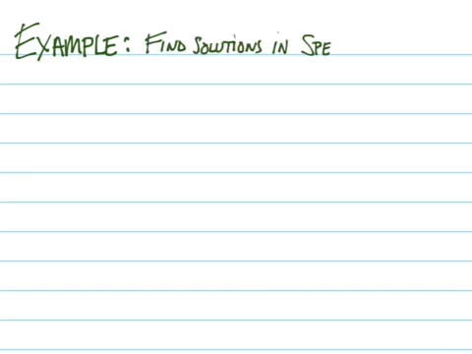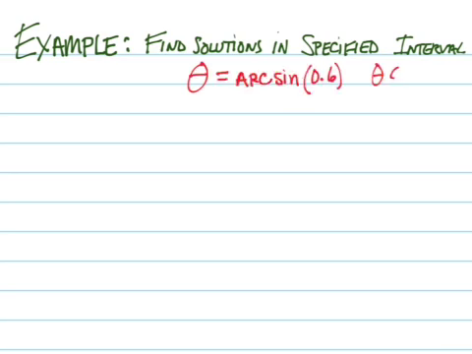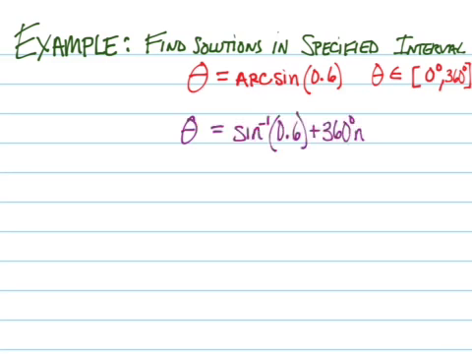is I want to find the solutions in a specified interval. And given theta is arcsine 0.6, I want to know the values within this interval. So the closed interval from 0 to 360. So what's the smallest angle that I can have? What's the biggest? 360. Anything in there is fair game. Anything outside of that I don't need. So what we're going to do is apply our definition of arcsine. So it's sine inverse 0.6 plus 360 degrees n.